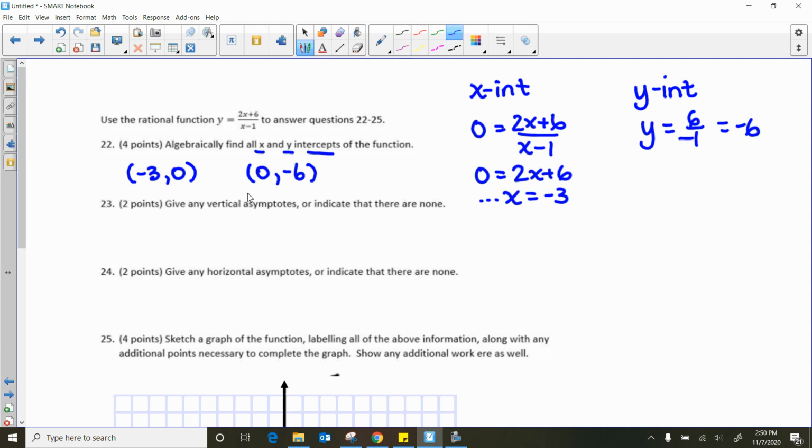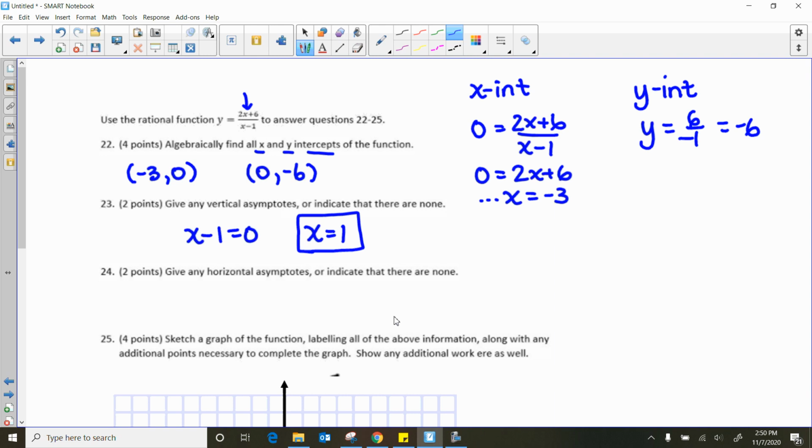Now the vertical asymptotes of a graph happen any place that the bottom is 0 but the top is not. And so x equals 1 makes that fraction undefined. It makes the bottom 0. But notice if I plug 1 into the top for x, I get 8. I don't get 0. So here's my vertical asymptote.